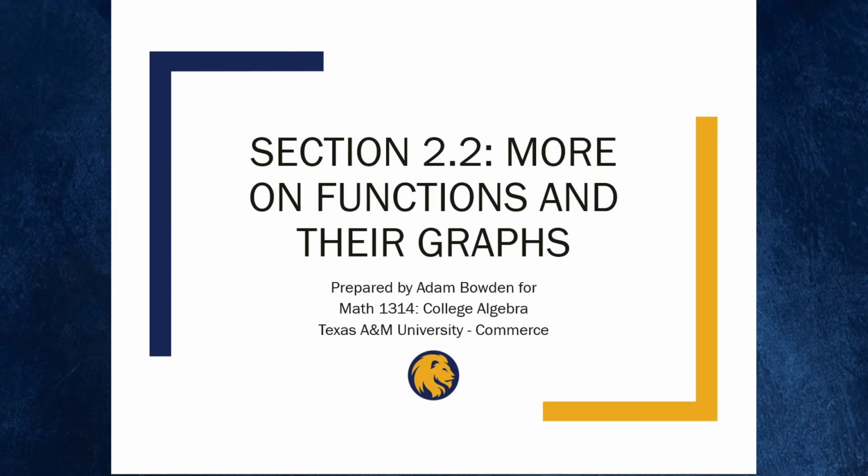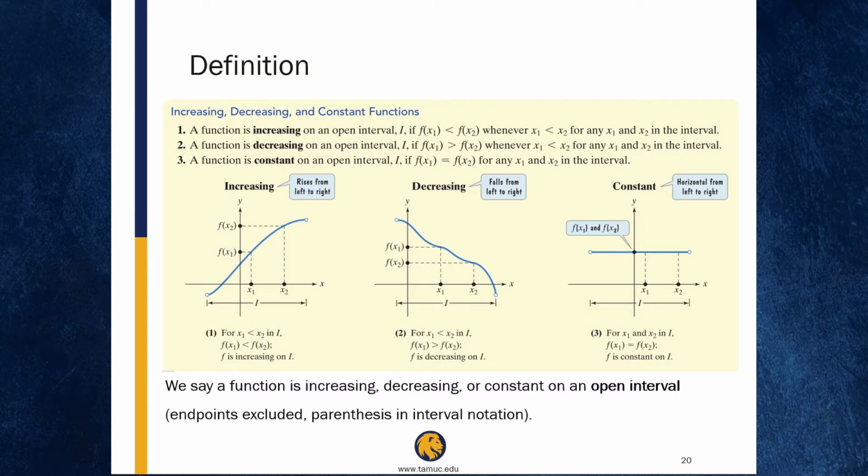In section 2.2, we're going to continue our discussion with more on functions and their graphs. To start off, the next characteristics of function graphs we'd like to talk about are increasing, decreasing, and constant. Here are the definitions of increasing, decreasing, and constant.